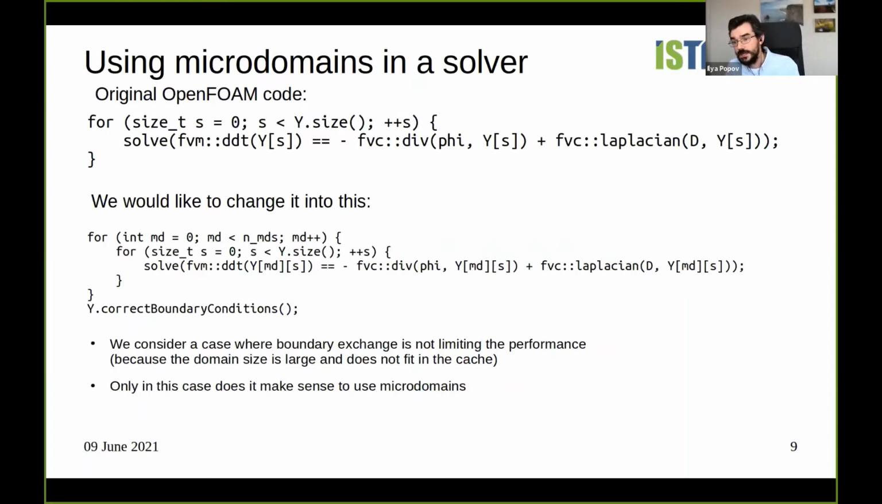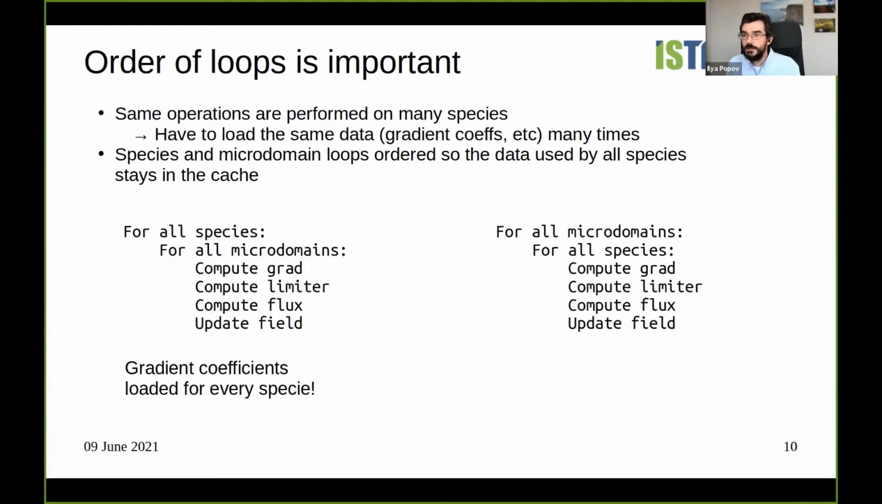But this is indeed the case because from the start, we consider the case where the data per MPI domain is large and doesn't fit into the cache. That means that the number of boundary cells will be small compared to the number of internal cells. So this is not a concern.